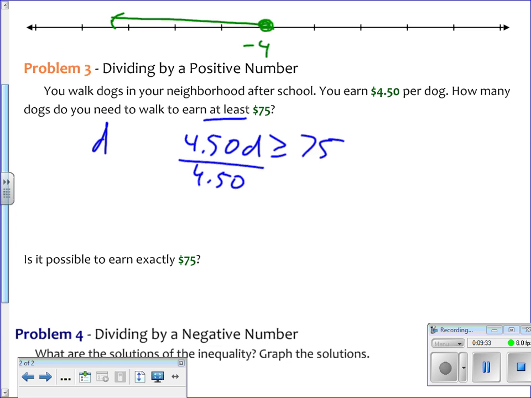Now you divide both sides by 4.50. And you get D is greater than or equal to 75 divided by 4.5. And you get 16.6 repeated, or 16.7. Either one would be fine. So if I want 16 dogs, am I going to make enough money? No, 16 is not more than or equal to 16.6. I need to walk 17 dogs in order to make my money.